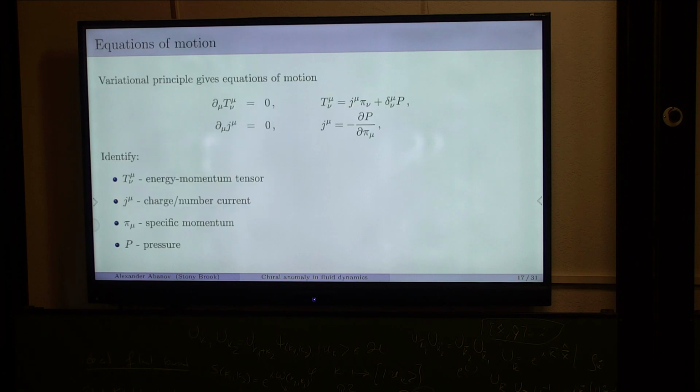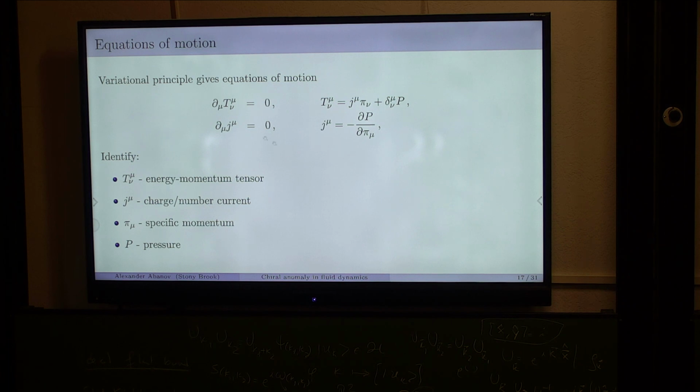Using this variational principle, I will show you a few details, you can actually derive these equations. You will derive that the divergence of the energy momentum tensor, which is explicitly given by this combination, where J is the partial derivative of P with respect to pi, vanishes. So this is the energy momentum tensor which is conserved, and that's a consequence of the equations of motion for the variational principle which I just described. And also the current, which is given again by this, is also conserved.